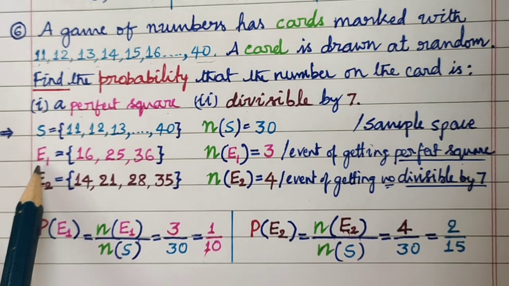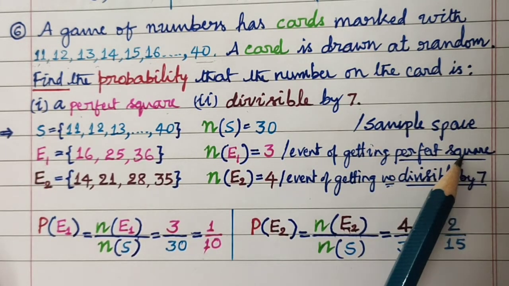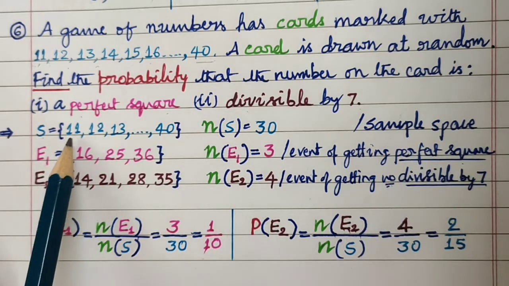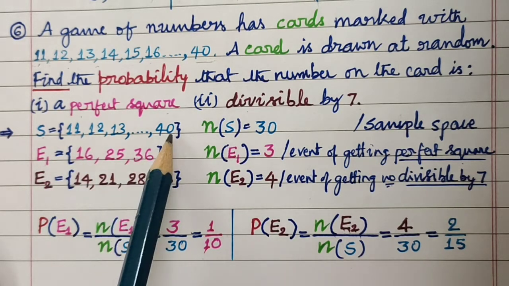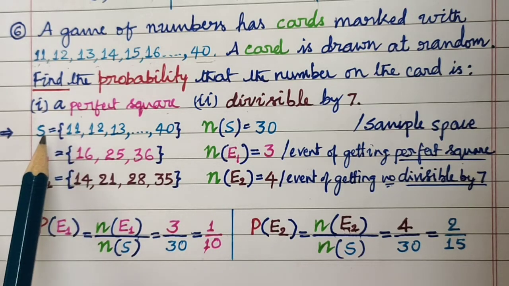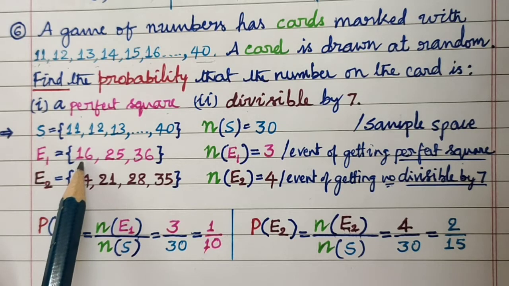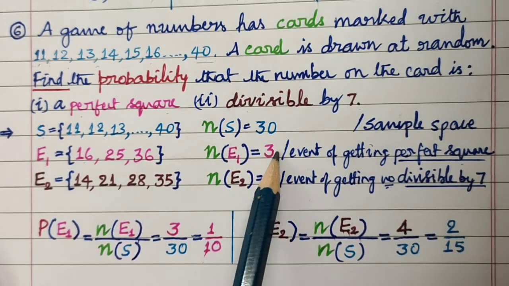E1 is the event of getting a perfect square from 11 to 40. Just see, 4 4s are 16, 5 5s are 25, 6 6s are 36, 7 7s are 49. It goes beyond 40. 3 3s are 9, it comes before 11. So we have only 3 perfect squares. The number of perfect squares, n of E1, is equal to 3.